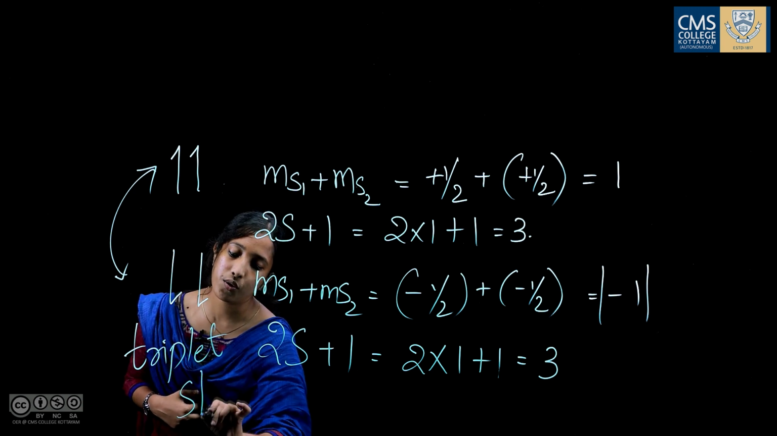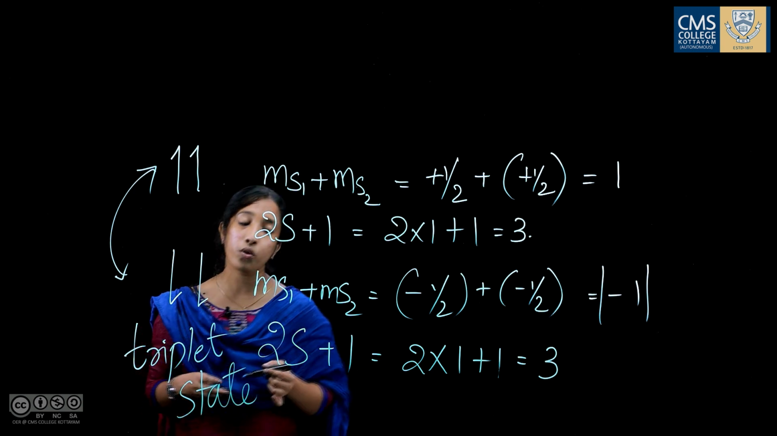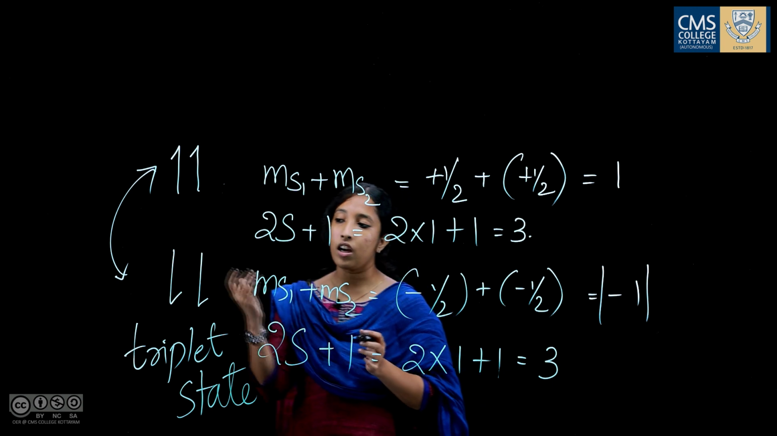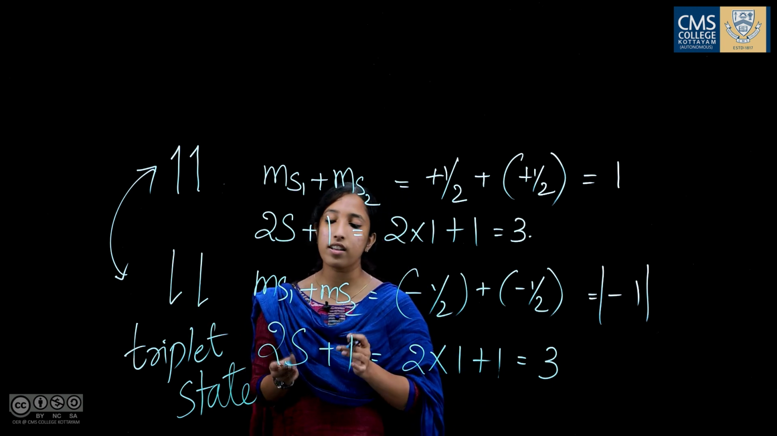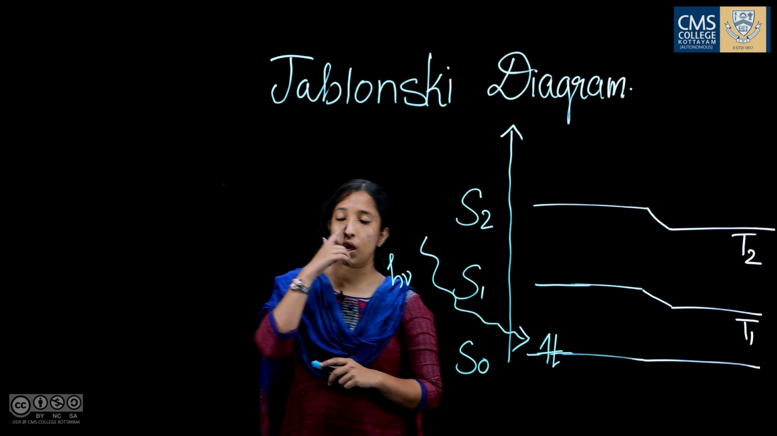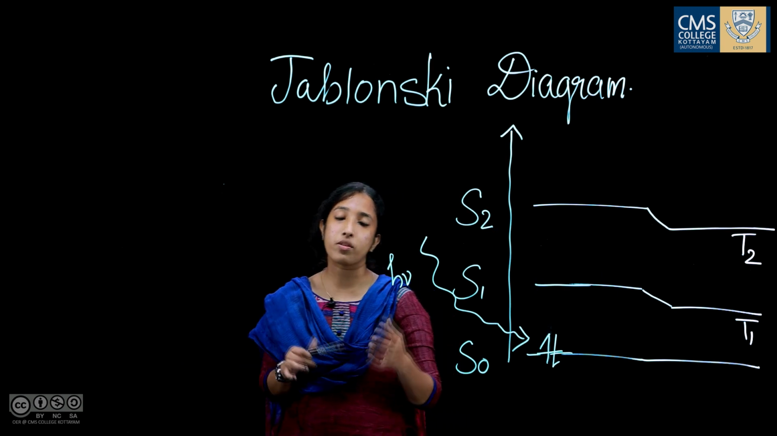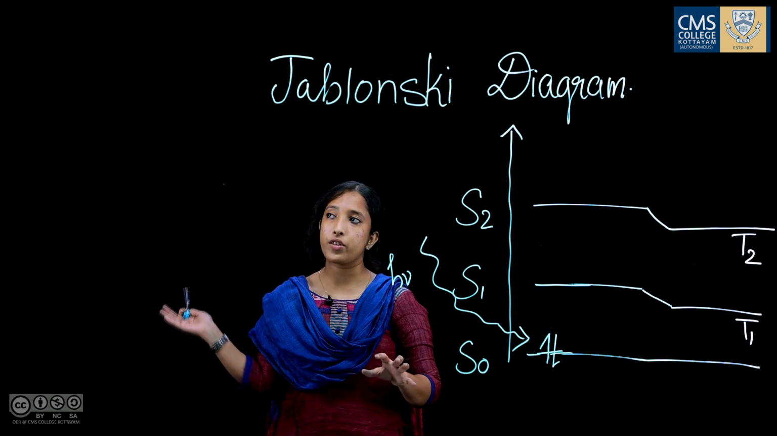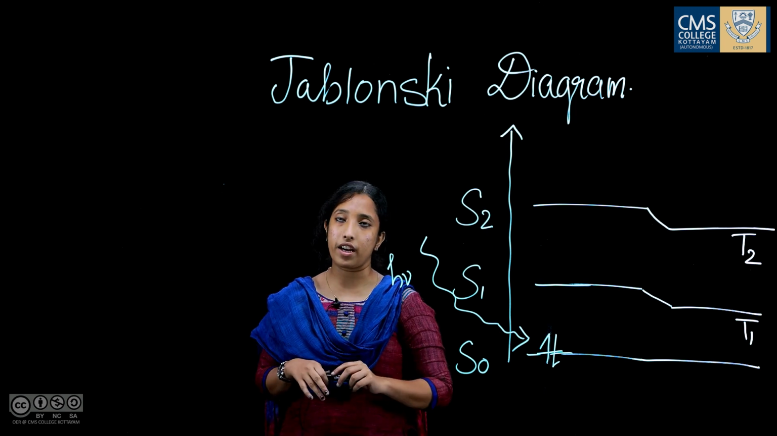So, now we have understood the two different orientations or two different states the electrons can be occupying. The first one is a singlet state and the second one is a triplet state. Now that we have understood the singlet and the triplet state of the electrons, we need to understand what the Jablonski diagram is.